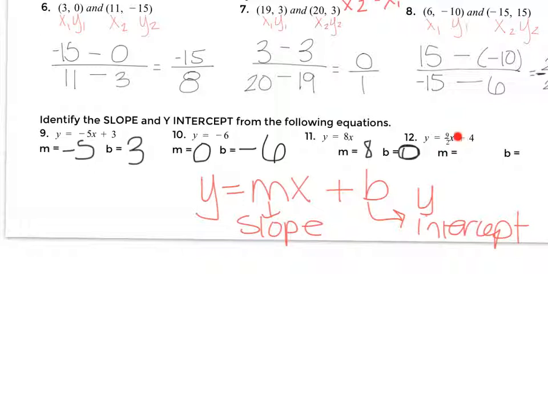Number 12. Y equals 9 halves x plus 4. What is your slope? 9 halves. What is your y-intercept? 4. Cool. Turn the page.